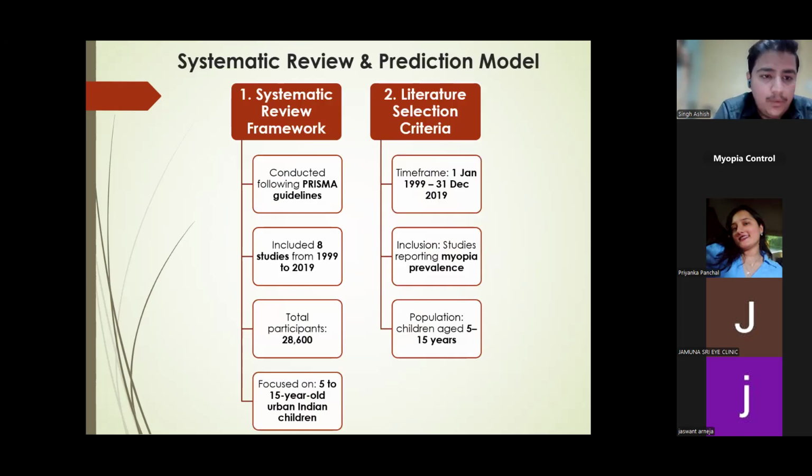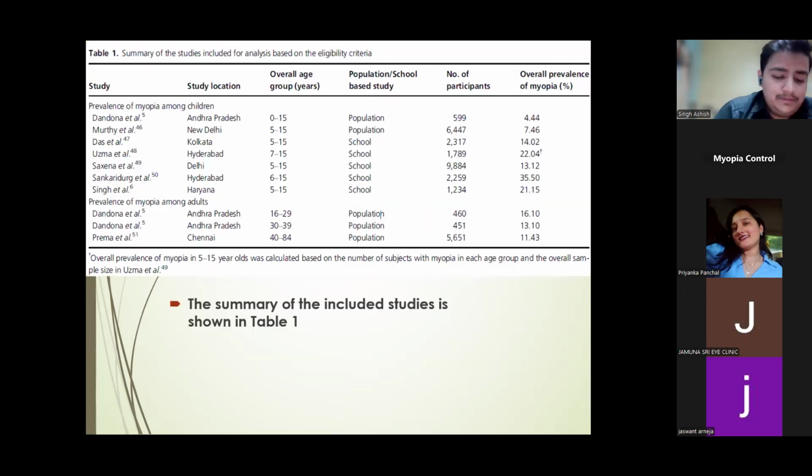So here is the framework, how it works. We are going to talk about the systematic review and prediction model. The systematic review worked in 4 points: it was conducted following PRISMA guidelines and included 8 studies from 1999 to 2019. Total participants were 28,600, all children between the ages of 5 to 15, an urban group. Literature selection criteria include a time frame of 1 January 1999 to 31 December 2019. Inclusion criteria are studies reporting myopia prevalence only, in children aged 5 to 15 years, urban populations. As per the systematic review and prediction model, these were the graphical images. This is a graph of the overall summary of studies included for analysis based on eligibility criteria.